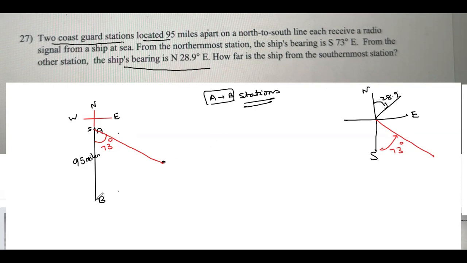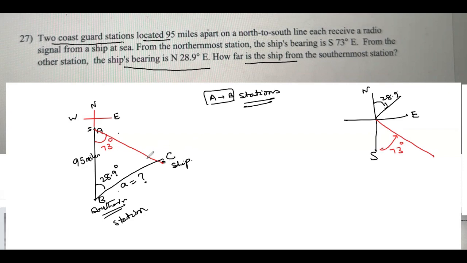So this is one more station, the southern station. Here this angle is 28.9 degrees. This is the ship's position. How far is the ship from the southernmost station? The southern station is B, so BC, that is a, is equal to question mark. This is what they're asking for. I think we have to use the sine rule here.